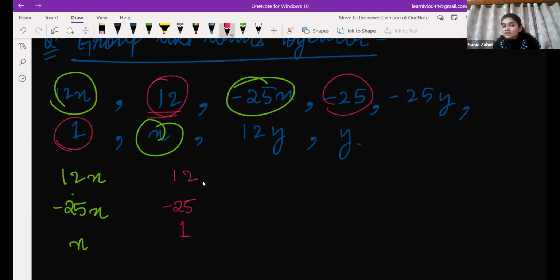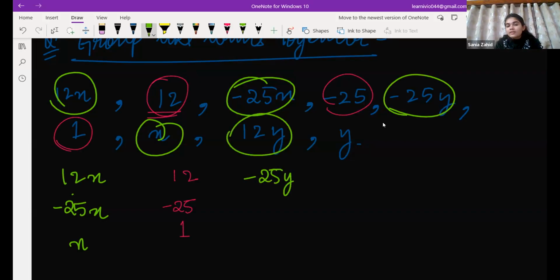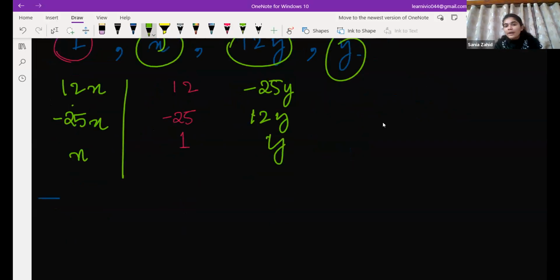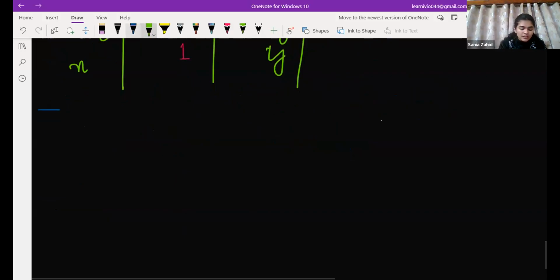Okay, 1. Now let Razan tell me the next. Razan, tell me what are the like terms to minus 25y? 12y and y. Very good. Do you understand the concept? Yes, ma'am. Okay, 12y and y. So these are the groups of like terms. This is group 1, group 2 and group 3. Understood the question? Yes, ma'am.